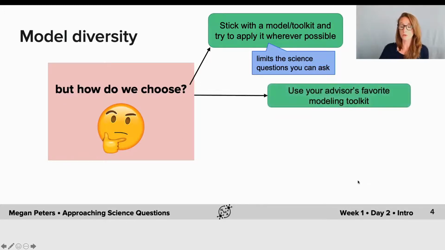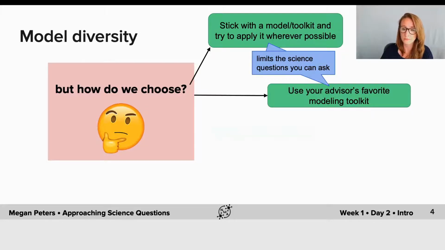Of course, I could also go with my advisor's favorite toolkit. But this, of course, has exactly the same problem. What if the problem I'm studying really just isn't compatible with optimal control theory? I want to take spike trains and study them with information theory instead. I'll have a hard time fitting that square peg into this round hole if I stick only with optimal control theory.